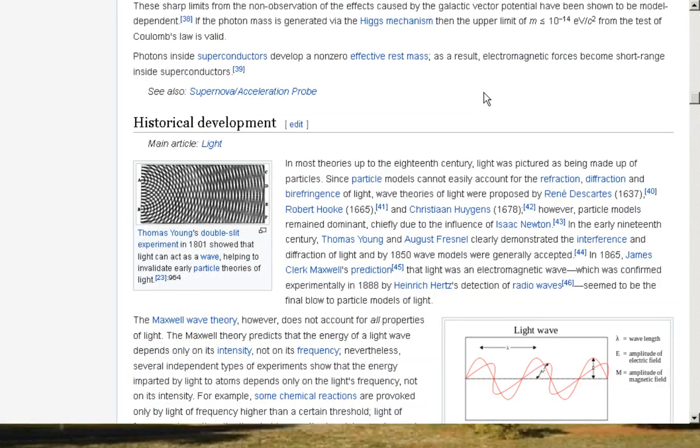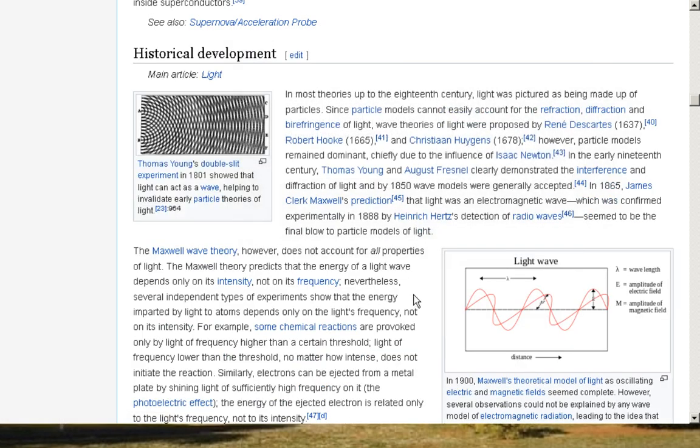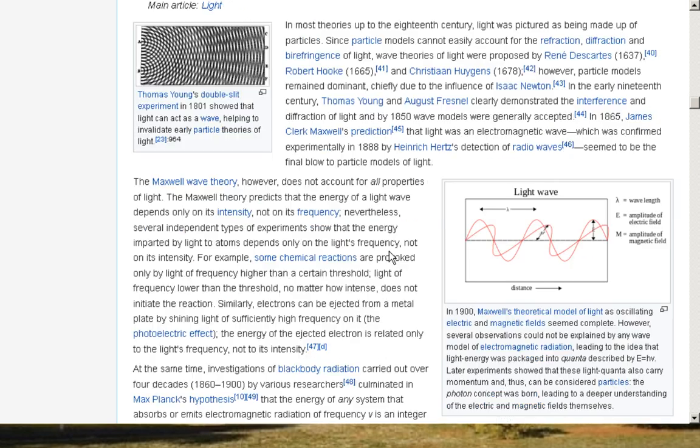Photon mass. Double slit experiment showed that light can act as a wave, helping to invalidate early particle theories of light. Well, that's not true. There are particles going through there, and the question is, how do they know where to go?